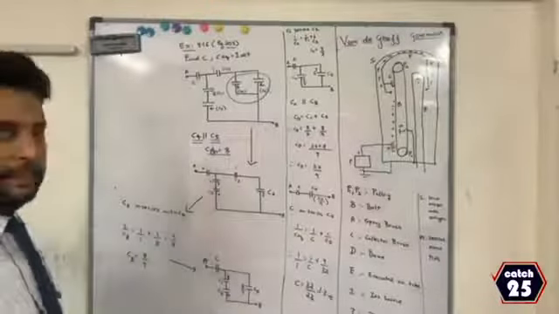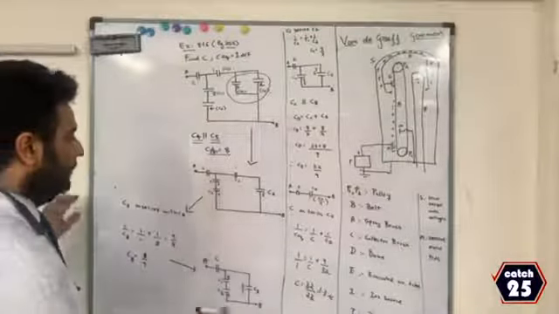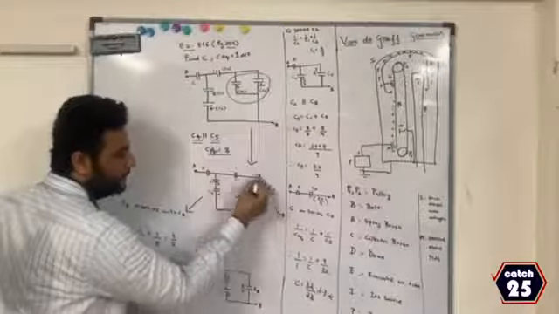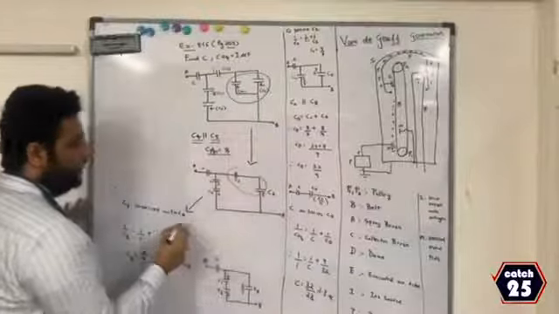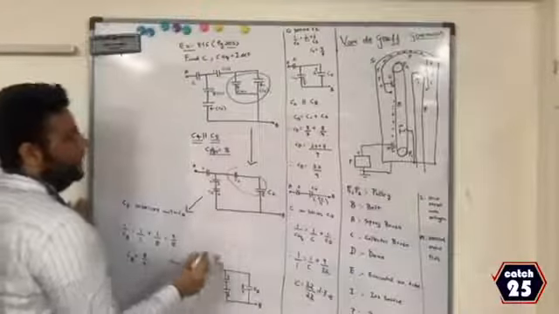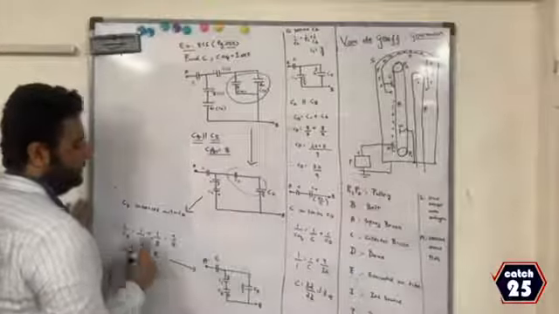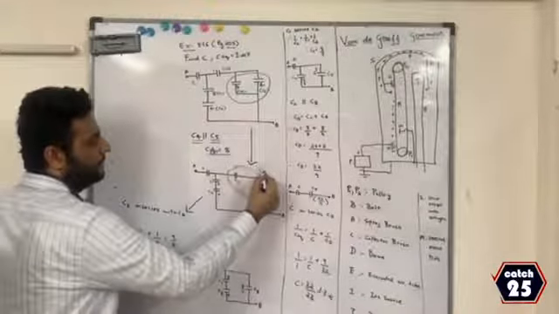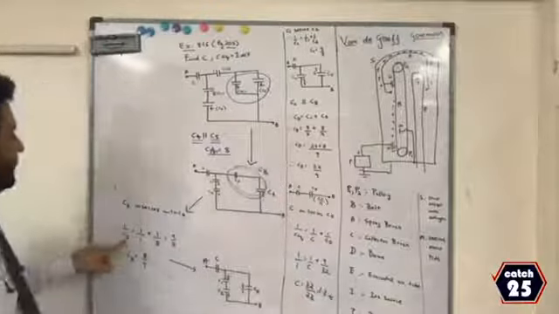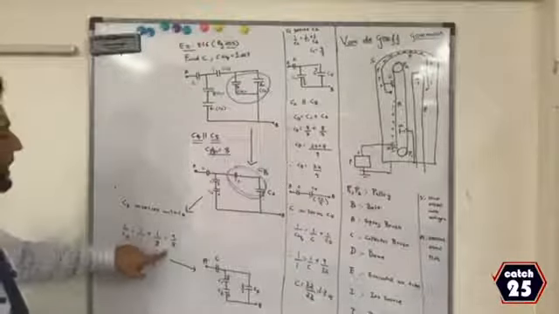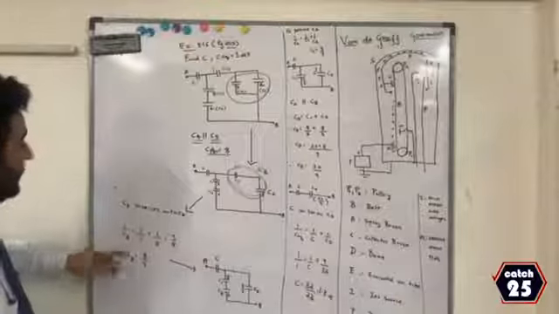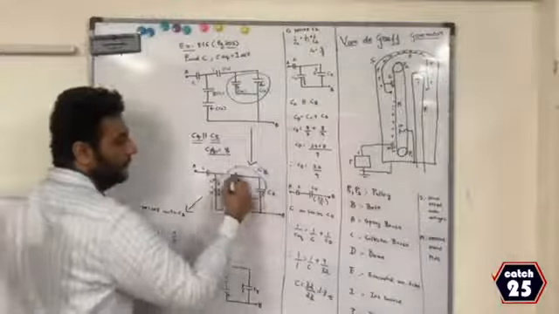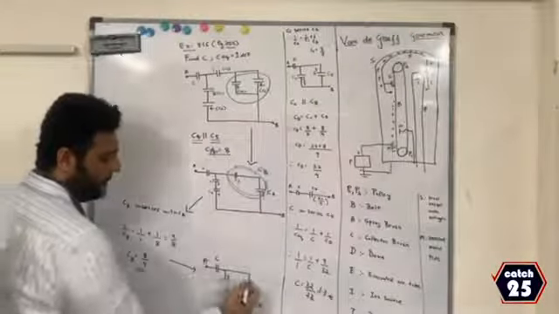Then, if you notice, C3 and CA are in series. You know the equivalent capacitance in series is 1 by C is equal to 1 by C3 plus 1 by CA. Let this equivalent capacitance be called CB. Therefore, 1 by CB is 1 by 1 plus 1 by 8, which is 9 by 8. Therefore, CB is 8 by 9. Now instead of drawing these two, I will just draw 8 by 9.